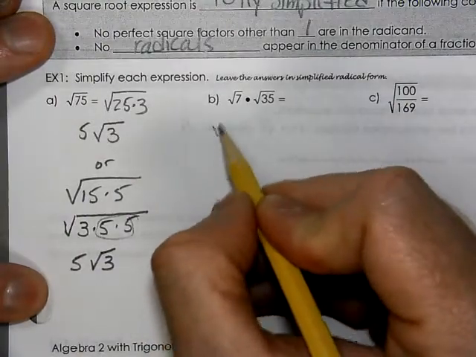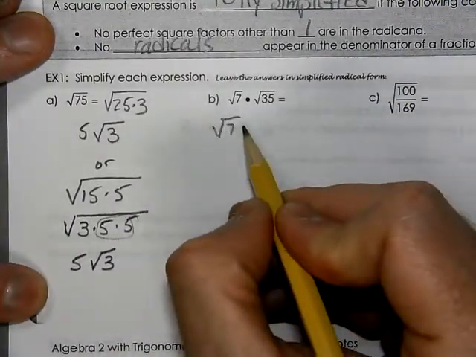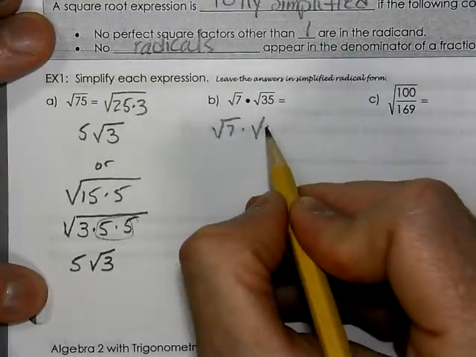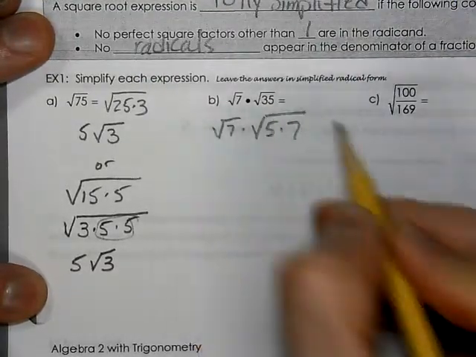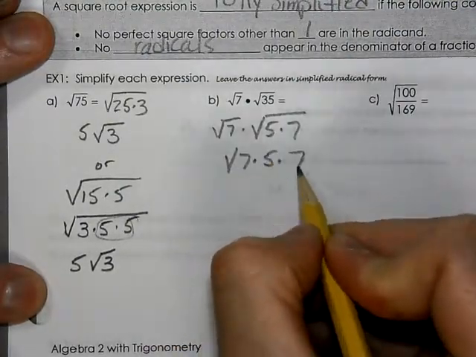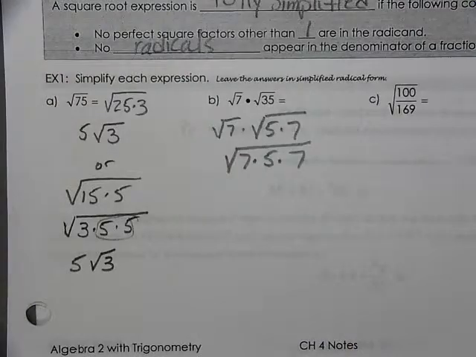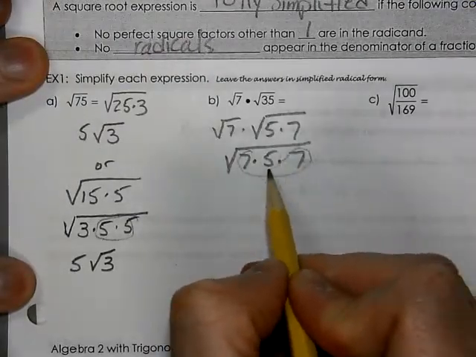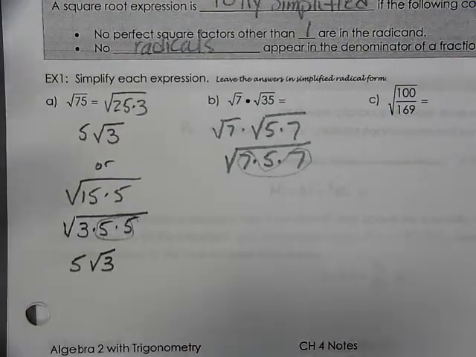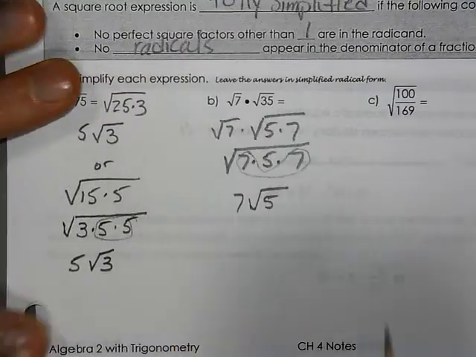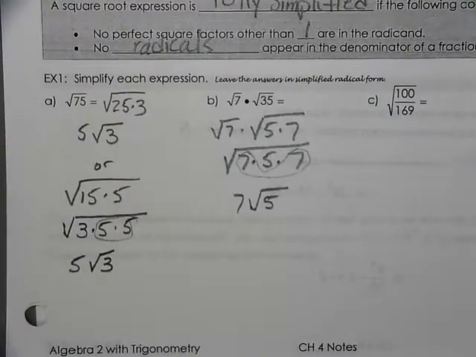In this case, we have the square root of 7 times the square root of 35. What makes 35? 5 times 7. So we could put this all underneath the same radical. It's real convenient when they're next to each other, but it doesn't matter. You have two of the same term, so I know that my reduced radical is going to be 7 square root 5.